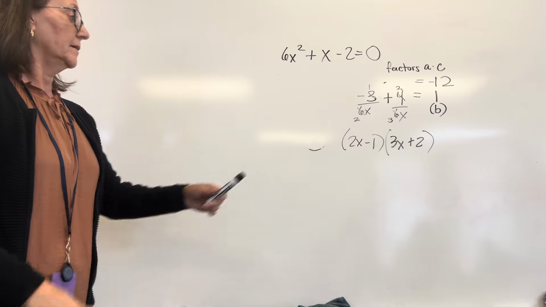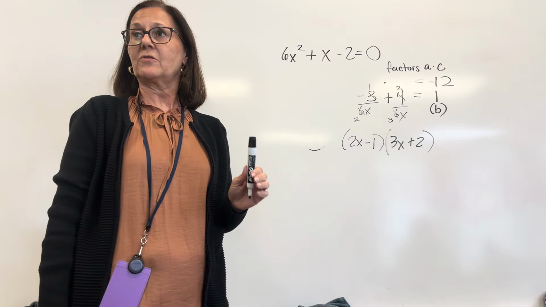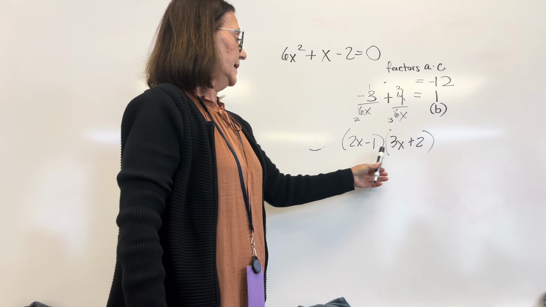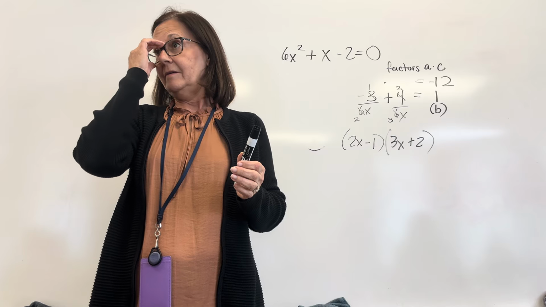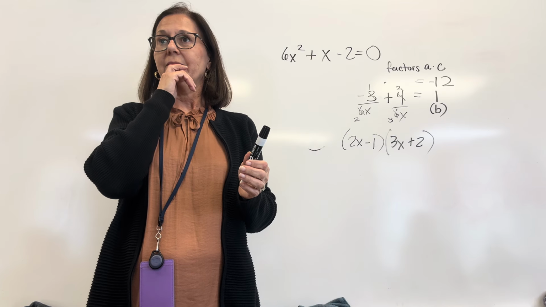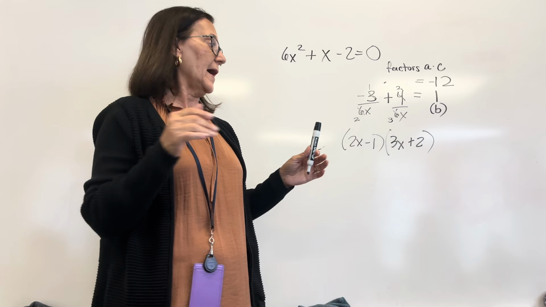You can check it. Multiply the first ones. 2x times 3x gives me 6x squared. And you can multiply the last. Negative 1 times 2 gives me negative 2. Not really dividing. It just helps me to see the pattern.